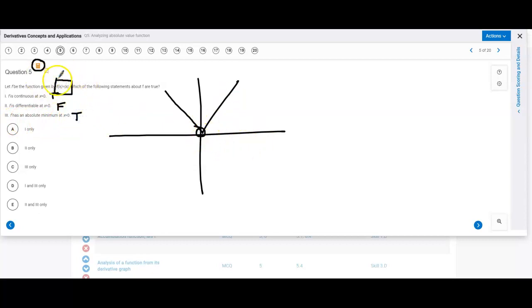So it would be really helpful if you knew what the graph looked like. So I see that numbers 1 and 3 are the answers. And so, hey, it's not A this time, it's D. Nice.